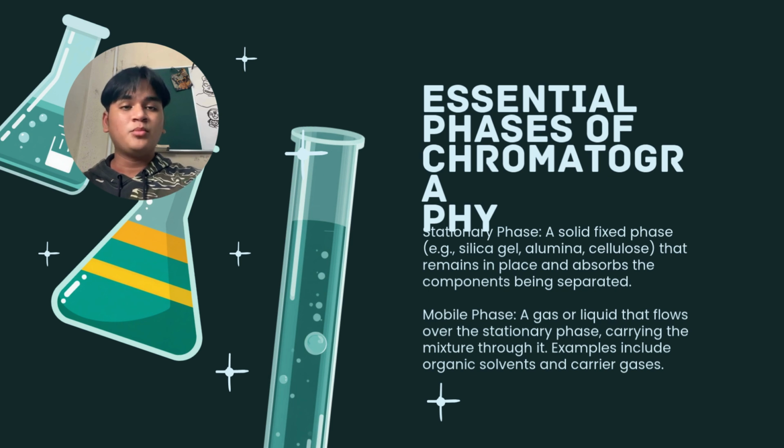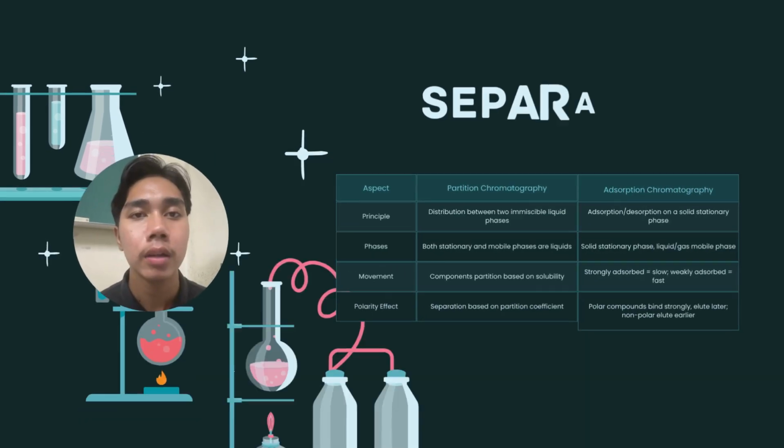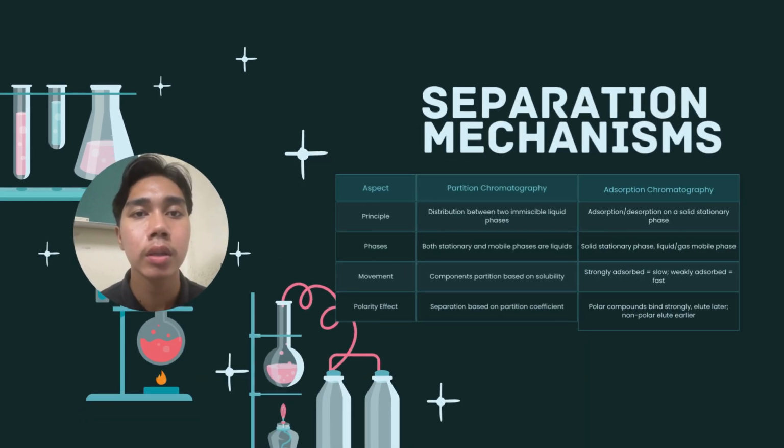The second one is the mobile phase. The mobile phase is a fluid, either a gas or liquid, that continuously flows over the solid stationary phase, carrying our target mixture along with it. Depending on the setup, examples of the mobile phase include organic solvents or specialized carrier gases. The continuous interaction between the stationary phase pulling back and the mobile phase pushing forward is the exact engine behind the chemical separation.